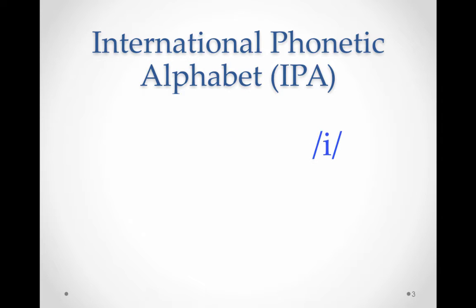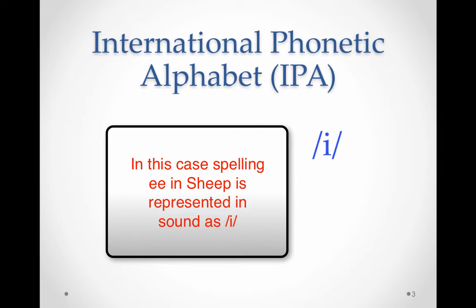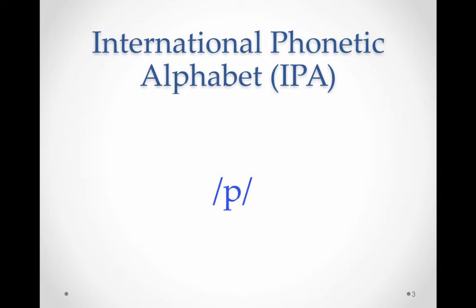You might recognize this, and this is the sound E, but this is the sound of E as in sheep. This is the sound P as in potato. This exists in English and in many other languages. So the International Phonetic Alphabet not only describes English, but it does have the potential to describe the sounds of any language.